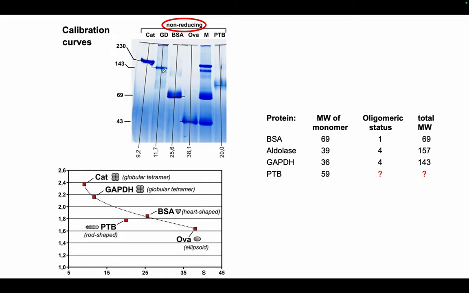Instead, I'm getting the band all the way up here at 143. Why? Because GAPDH is a tetramer. So its total molecular weight will be 36 times 4, which is 143 kilodaltons. That's why I'm getting this band here. So that is just an example of what a native PAGE gel can look like.